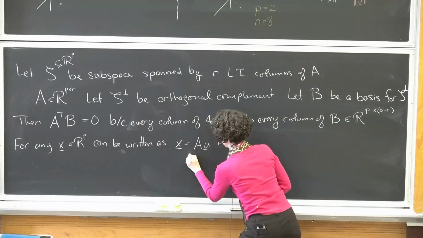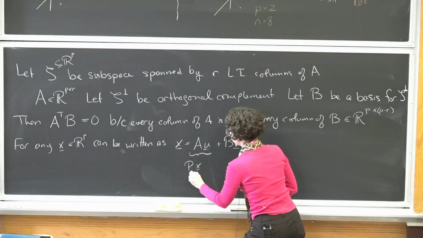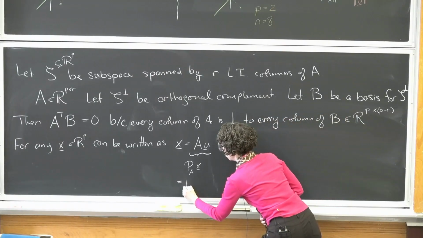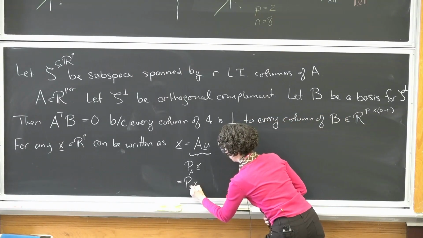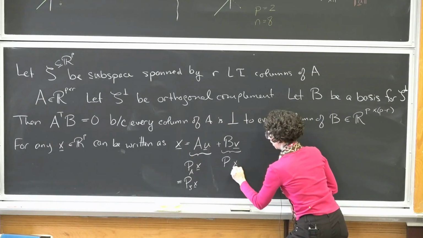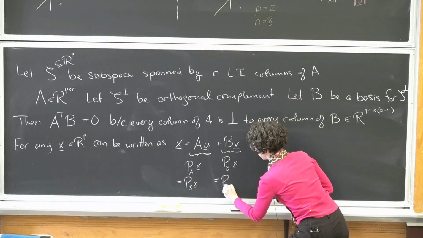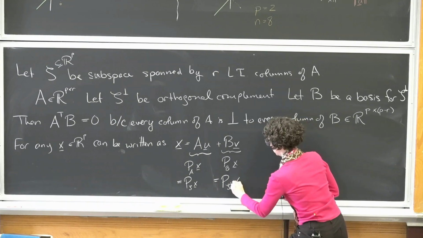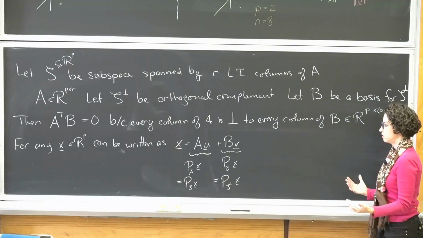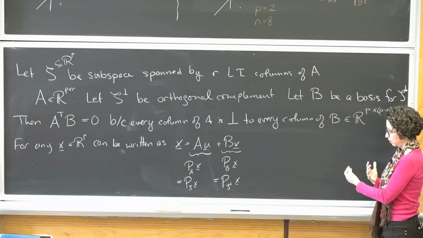So this here corresponds to the projection of my vector X onto the subspace spanned by A. So this is equivalent to the projection onto curly S of X. And this second part is the projection of X onto B, or rather the orthogonal complement of my subspace here. So I can always write any point as the sum of the part that's in the subspace and the part that's orthogonal to the subspace.